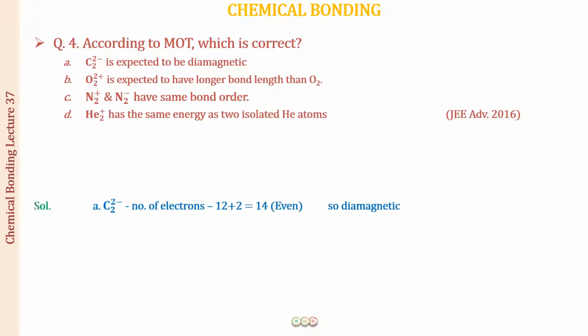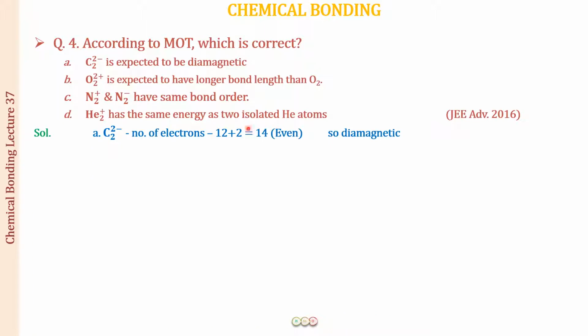Now, if you have done that, let us check it quickly. So, C2 2-, the number of electrons is going to be 12 plus 2, 14. Even number, so this is going to be diamagnetic. So, this choice is correct. Well, this is going to be a multi-correct answer question, which I forgot to tell you earlier.